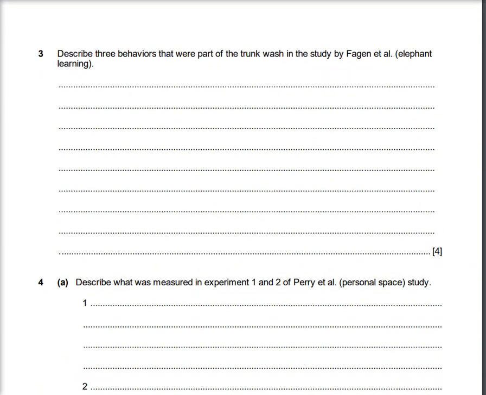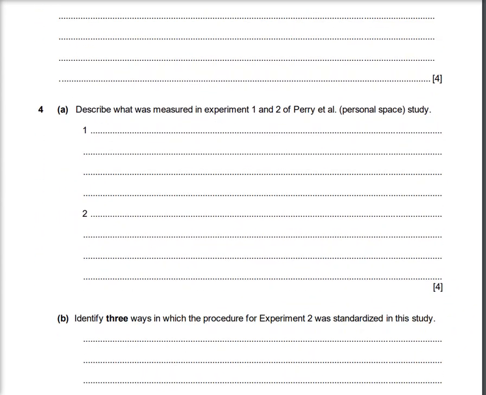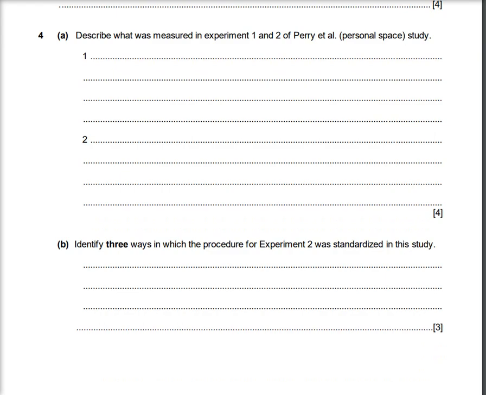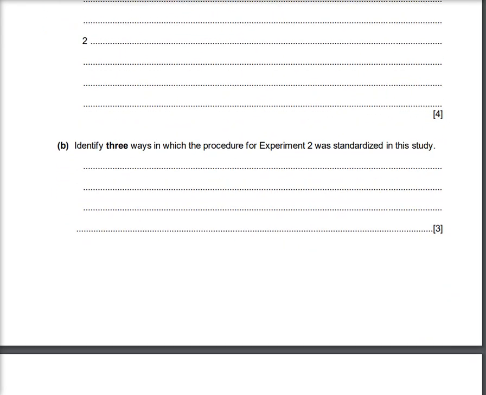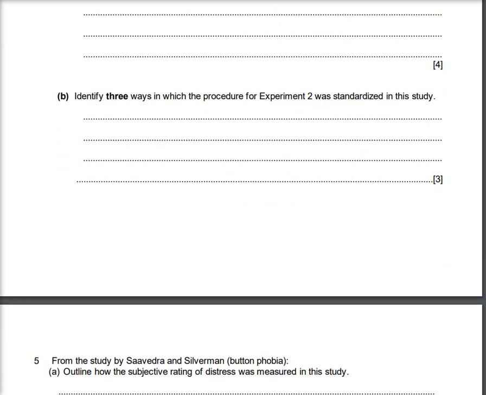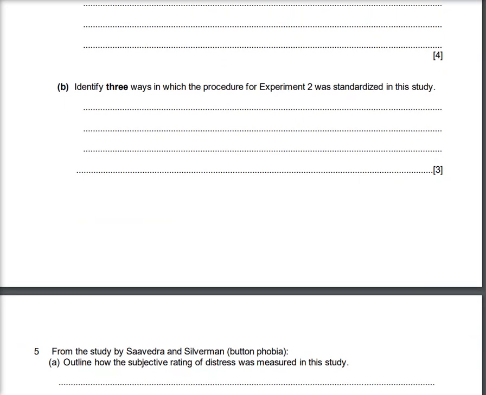Similarly, then describe three behaviors that were part of the trunk wash in the study by Plotnik et al. on elephant learning. Describe what was measured in experiment 1 and 2 of Perry et al. Okay, so this is important. Personal space, and identify three ways in which the procedure for experiment 2 was standardized in the study.